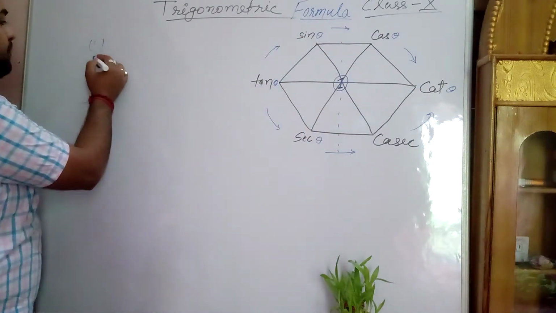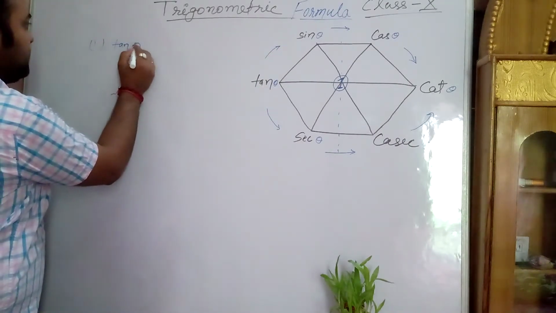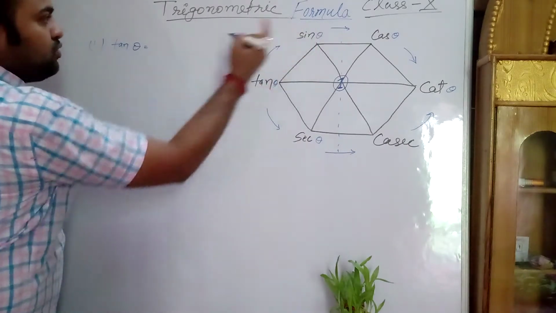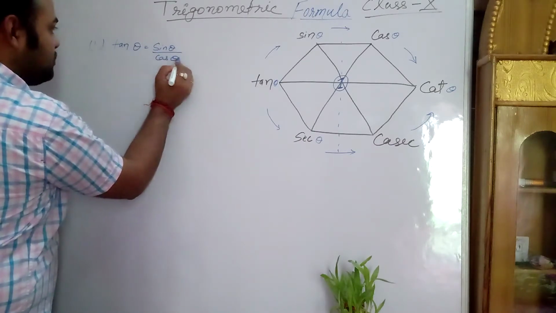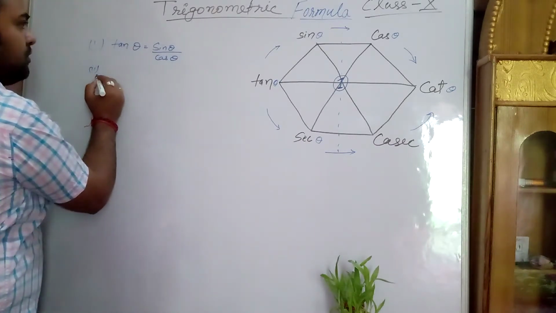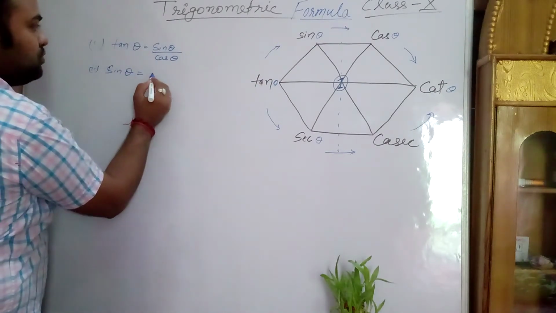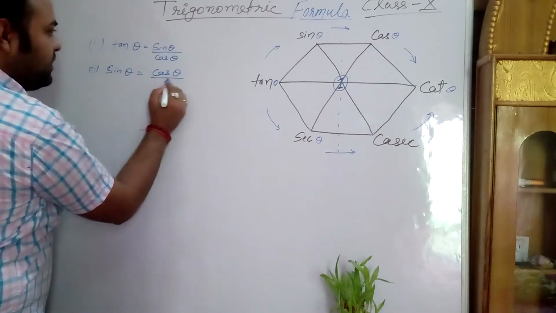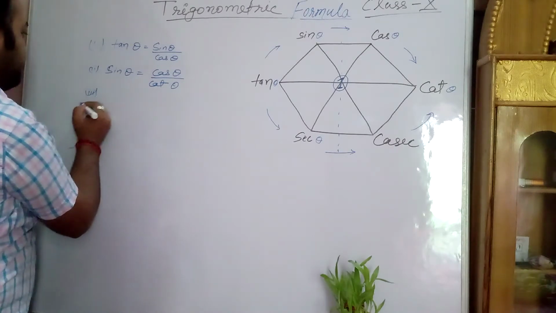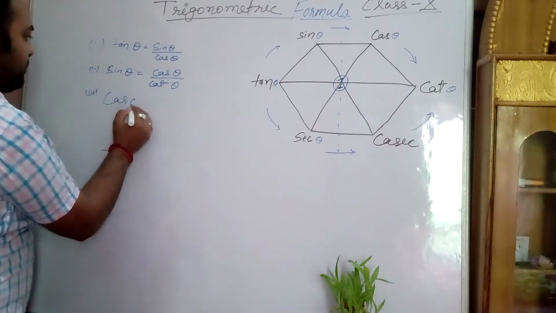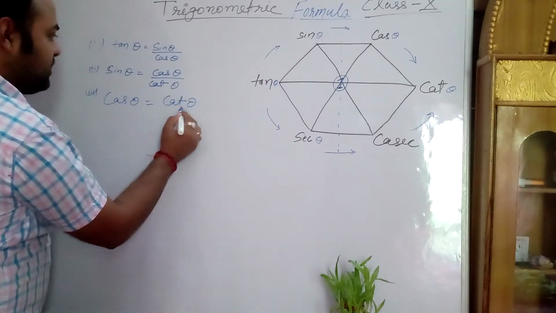First, by clockwise rotation, tan theta is equal to sin theta by cos theta. Second, sin theta is equal to cos theta by cot theta. Third, cos theta is equal to cot theta by cosec theta.